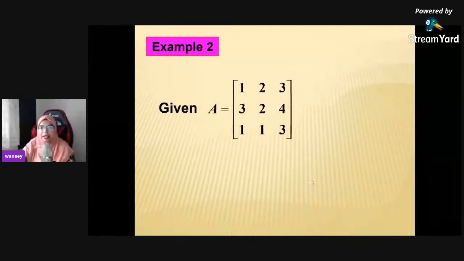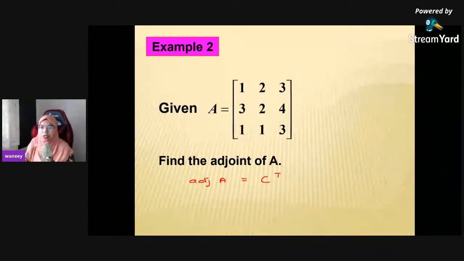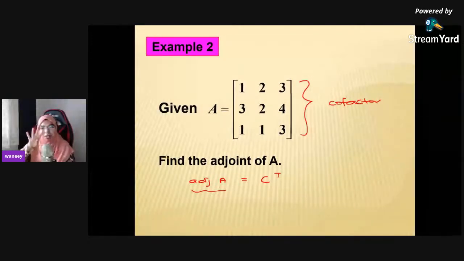Okay, now let us try one example. Given that A is 1, 2, 3, 3, 2, 4, 1, 1, 3, find the adjoint of A. Do remember the adjoint of A is equal to the cofactor transpose. So from this A, you have to calculate the cofactor, and once you have it, we will transpose it to become the adjoint. I'll give you around 4 minutes to calculate the cofactor and then transpose it to get the adjoint. So 4 minutes starting from now.